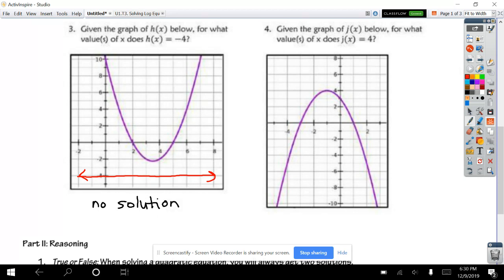And for number 4, given the graph of j of x, for what values of x does j of x equal 4? So I'm going to look at where y is 4. And I see that this one actually only touches at one spot. That's at x equals -1. So this one only has one solution when y equals 4.